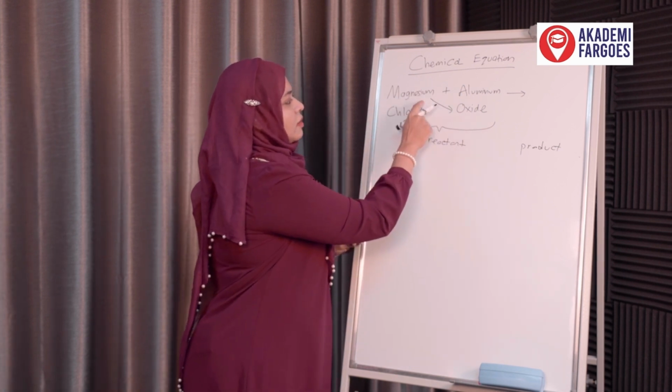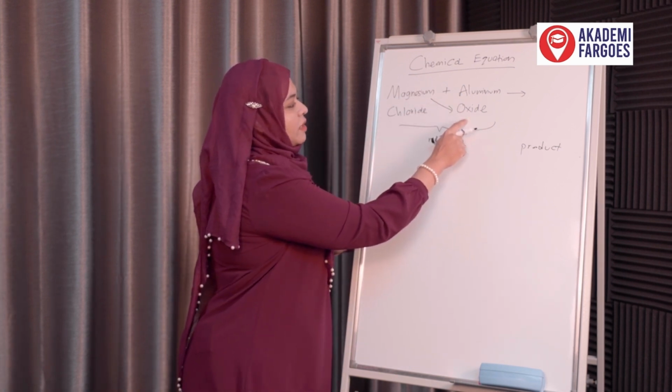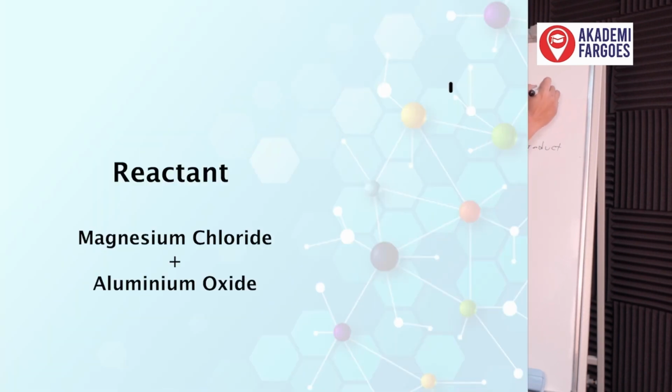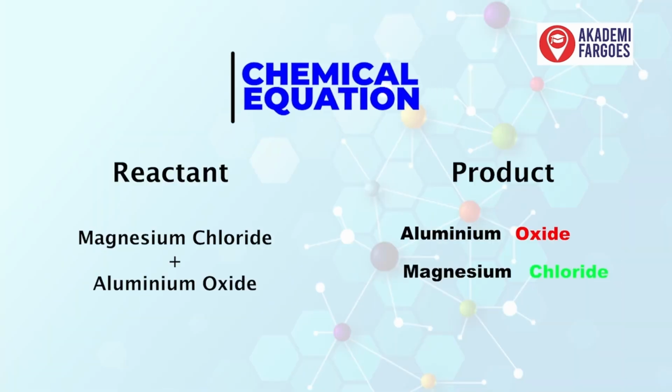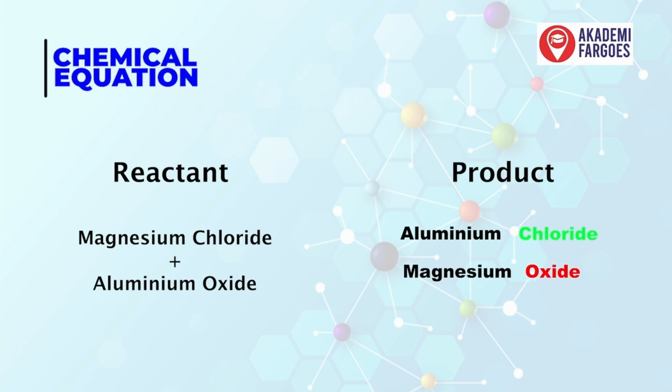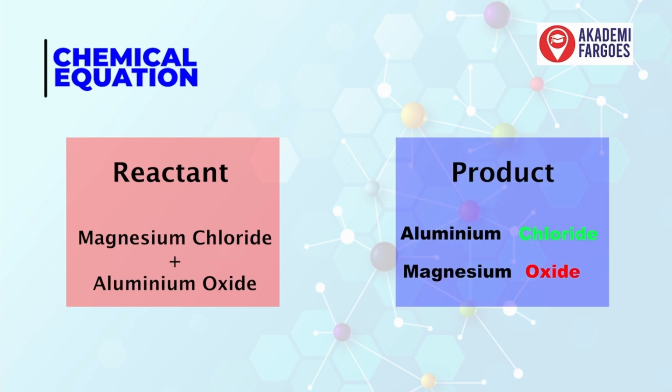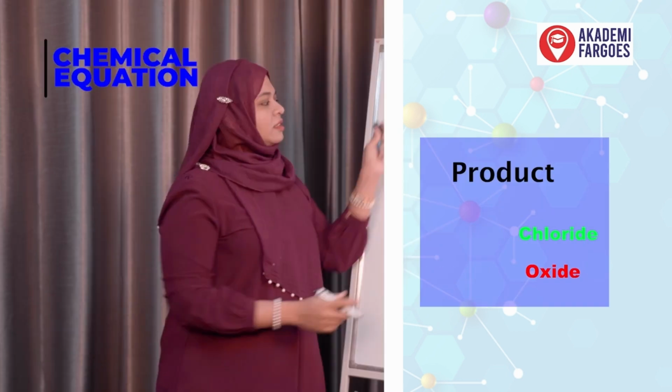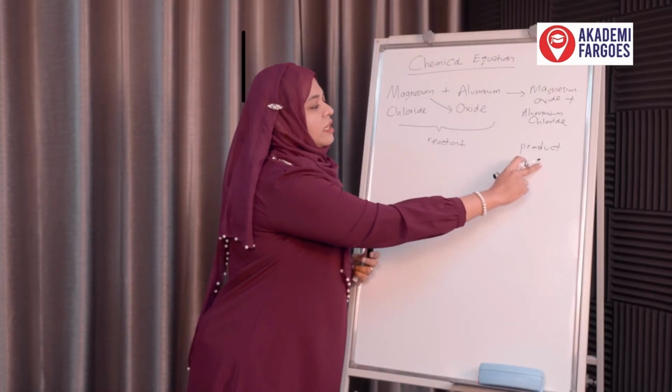Magnesium will combine with oxide. It will become magnesium oxide. Plus, aluminium will combine with the chloride. It will be called aluminium chloride. So this is the reactant, this is the product. For this chemical equation, there are 2 reactants and 2 products.